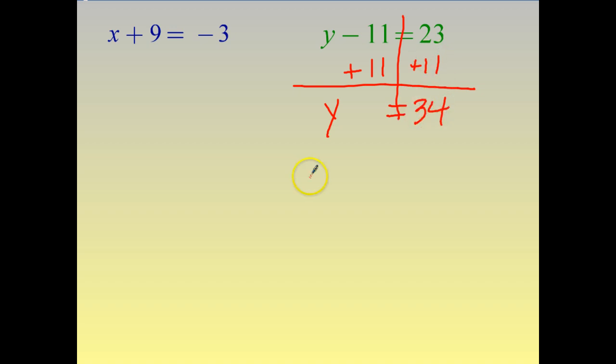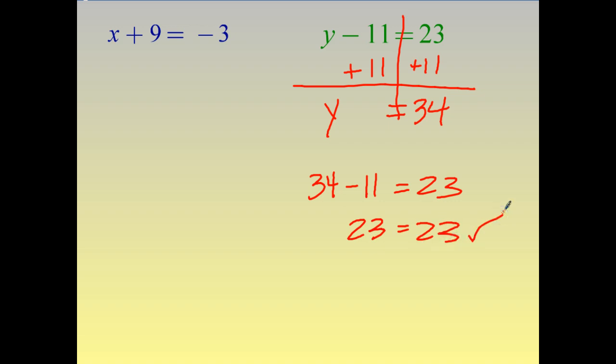Let's check it. Let's put our answer in. Instead of y, I have 34 minus 11. Does that equal 23? Well, 34 minus 10 is 24, and 24 minus 1 is 23. So 23 is equal to 23. That works, so my solution is correct. And you can always do that. You can always take your answer and plug it back in. It's one of the great things about equations. Plug it back in, and you'll know if you got it right or not.